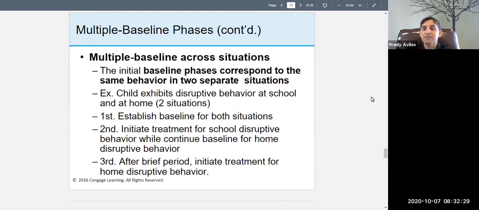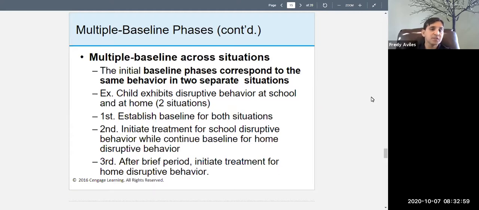You establish a baseline for both situations. What is the normal level of disruptive behavior at home? What's the normal level at school? Okay, you have two graphs there, okay? Then you initiate treatment for the disruptive behavior at school. You continue to observe the normal disruptive behavior at home without any treatment. And then after a while, you initiate the treatment for disruptive behavior at home. So it's the same thing, it's just that now it's different situations.